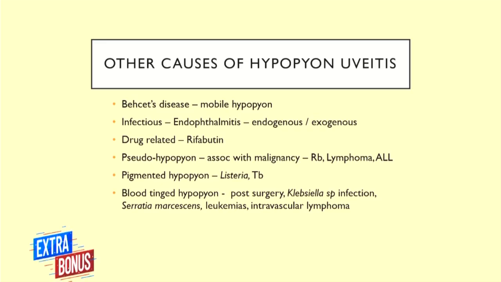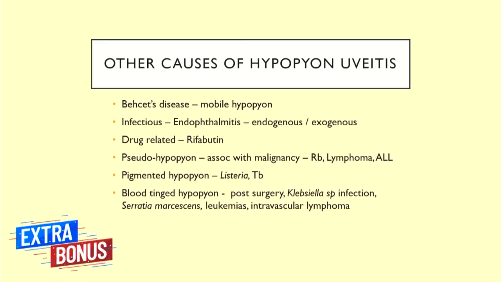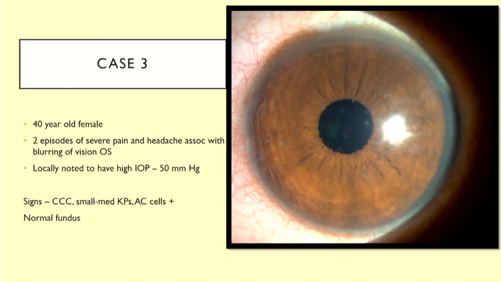So as an extra bonus, you can also learn now the other causes of hypopyon uveitis: Behçet's disease, endophthalmitis, drug-related causes, a pseudo-hypopyon, pigmented hypopyon, you may see it in TB or even in listeria infections, and a blood-tinged hypopyon, especially if it is like a masquerade kind of a situation. So these are other causes which you should be aware of.